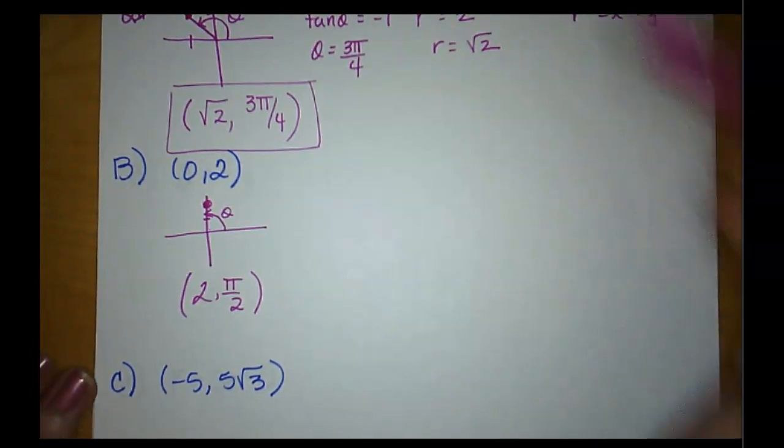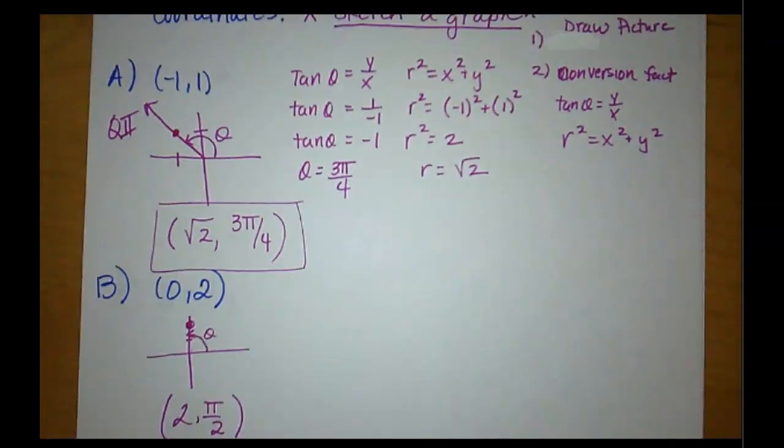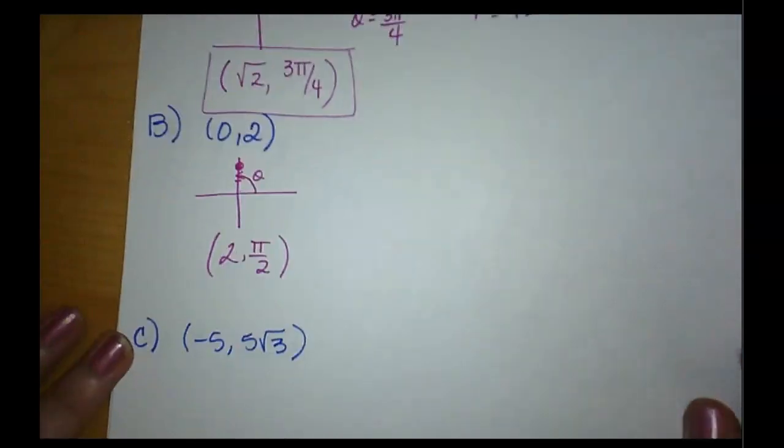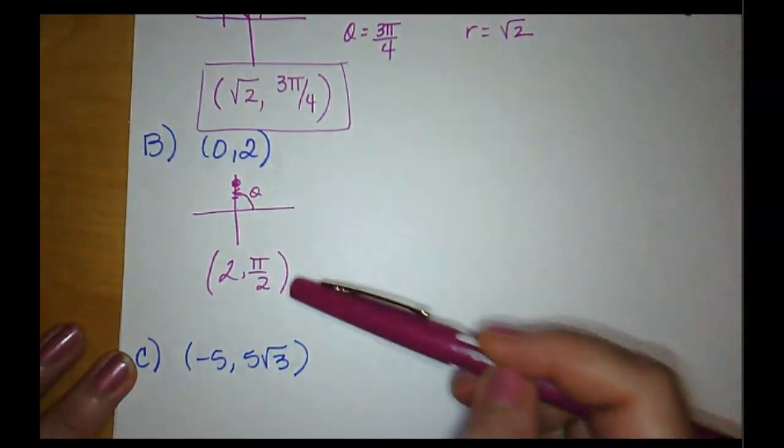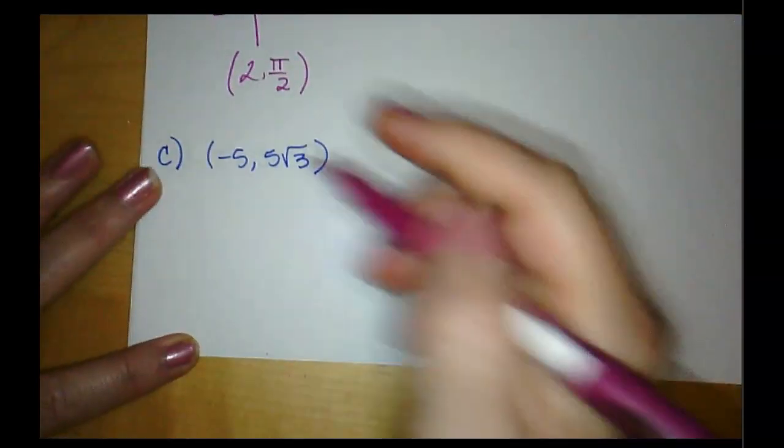You could still use your conversion facts here and here to work through those numbers if you draw a blank and you can't see it. But in this case, all I needed was the picture to back it up. I could go straight to my answer. I'm good to go. All right, moving on to the next one.